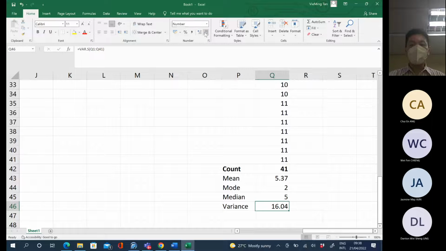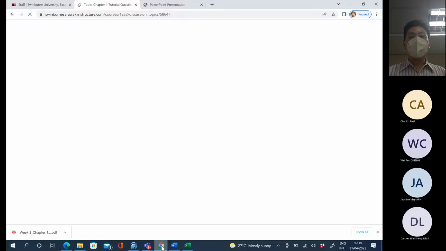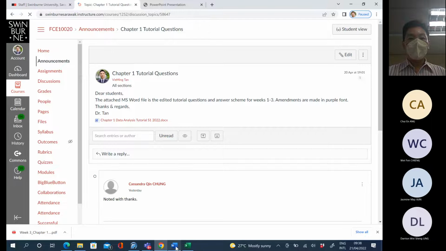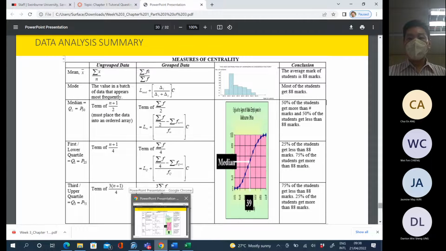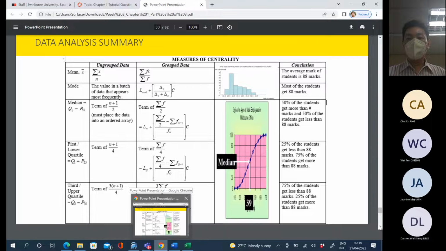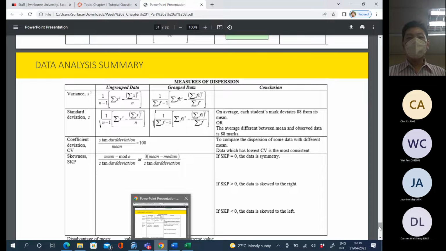Some students may ask, what is the difference between the population and the sample formula for variance? The difference is here, this part here. For the sample, the variance formula uses 1 divided by n minus 1. But for the population, it is without the minus 1. This is the only difference.